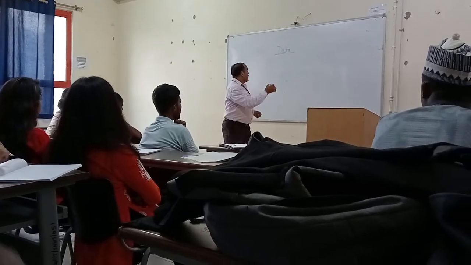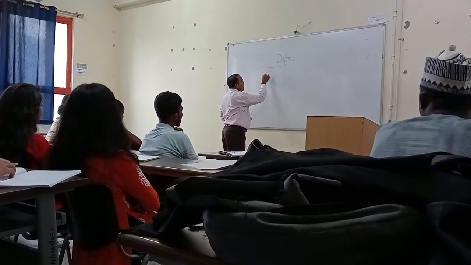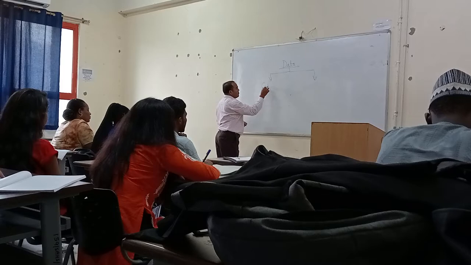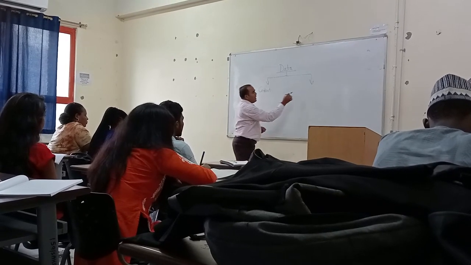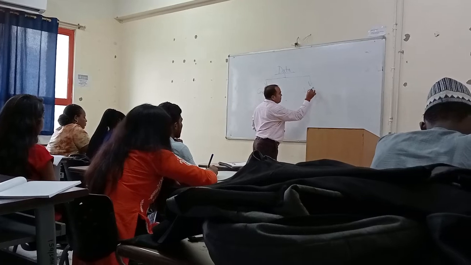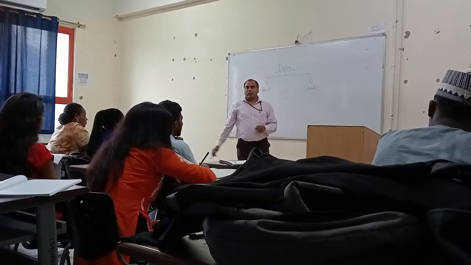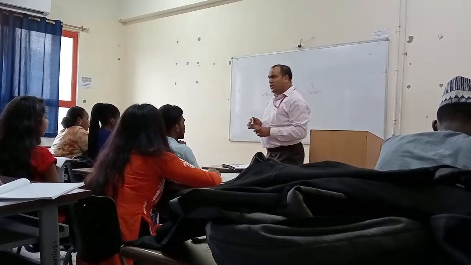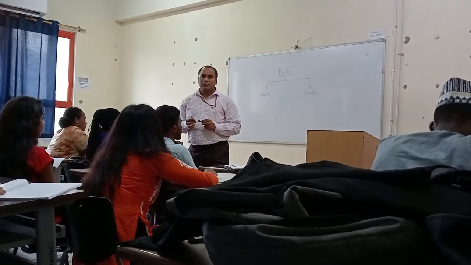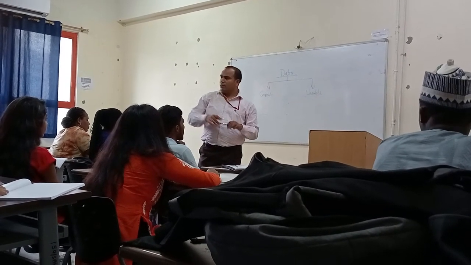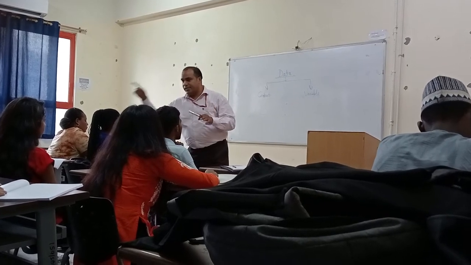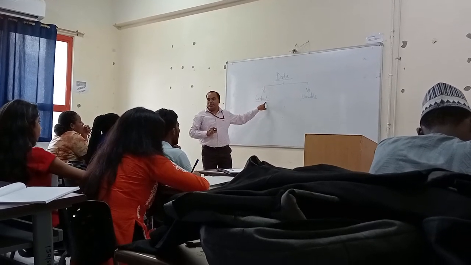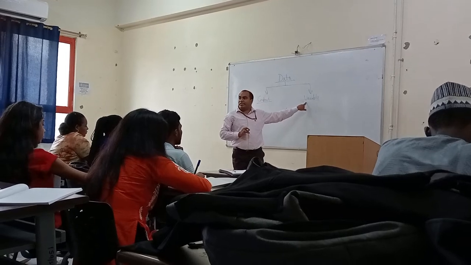So data is basically divided into two parts, which are known as constant and variable. You are talking about data, that is constant and variable. So what do you understand about constant? Anyone from the class? Constant means that it can't be changed. Excellent. The value does not change. And for a variable, the value can change.